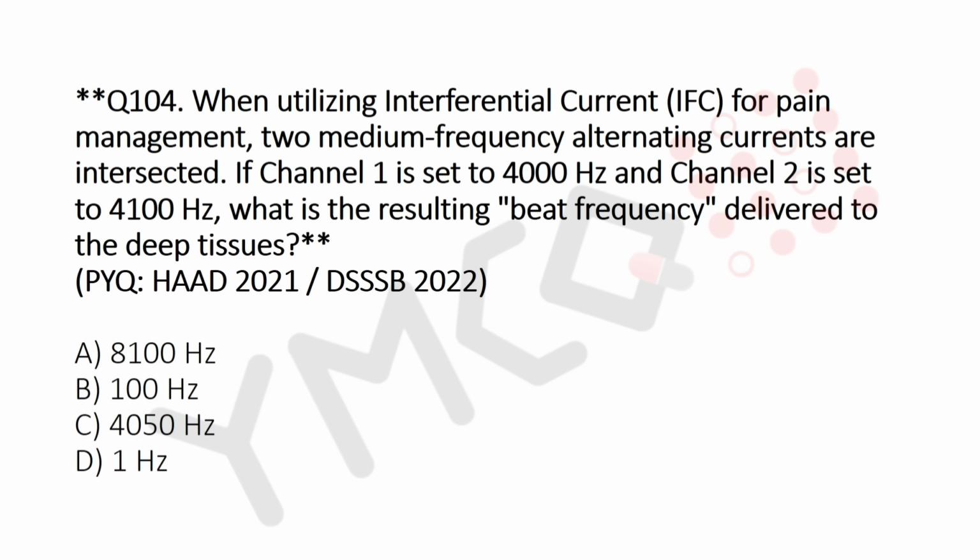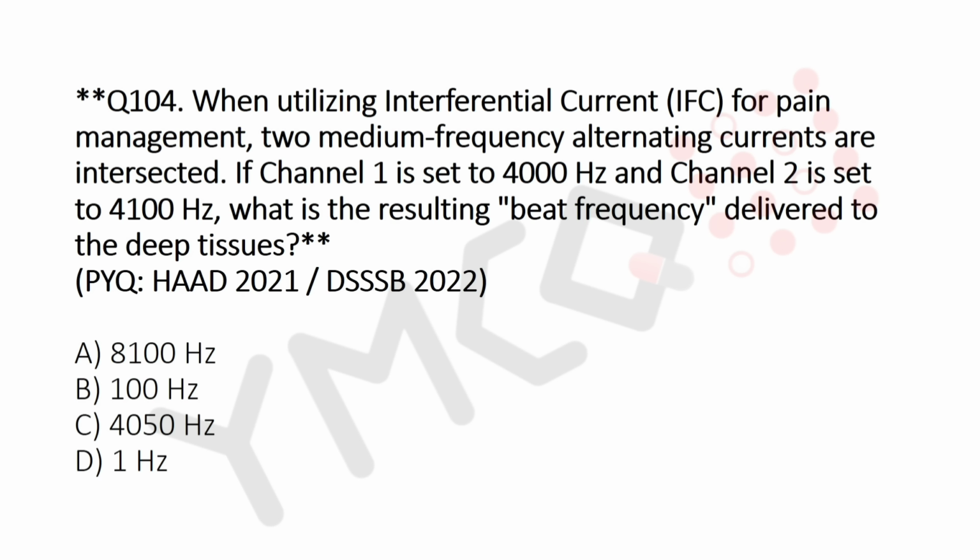Now let's move to question number 104. When utilizing interferential current for pain management, two medium frequency alternating currents are intersected. If channel 1 is set at 4000 Hz and channel 2 is set to 4100 Hz, what is the resulting beat frequency delivered to the deep tissue? Option A, 8100 Hz. Option B, 100 Hz. Option C, 4050. Option D, 1 Hz.